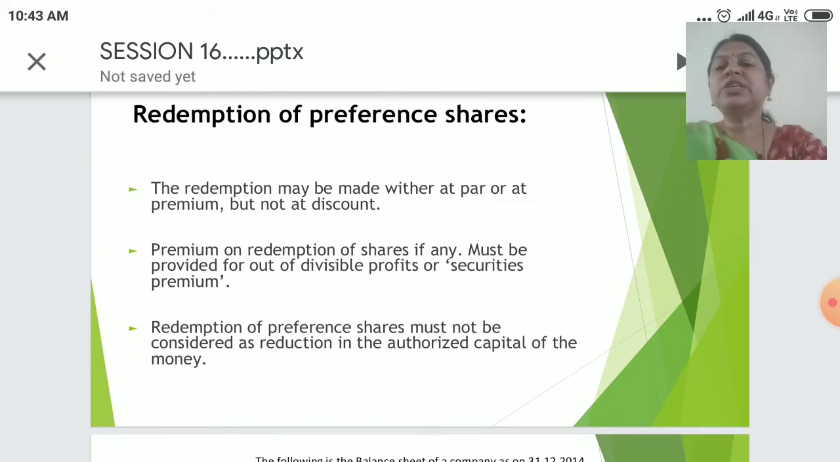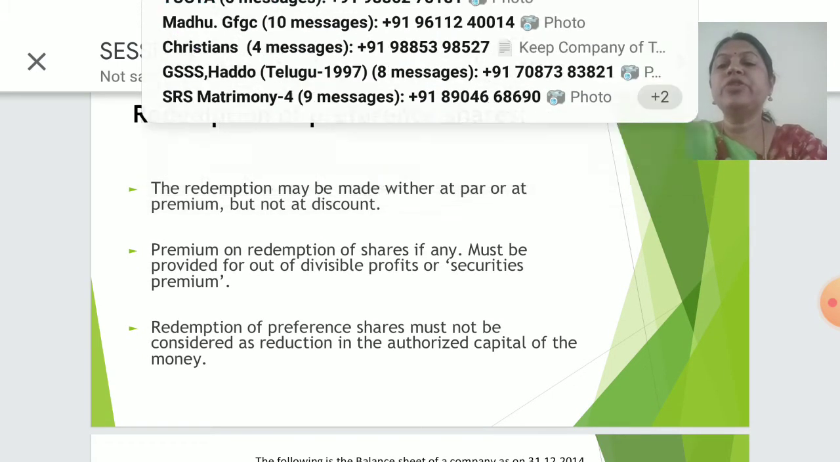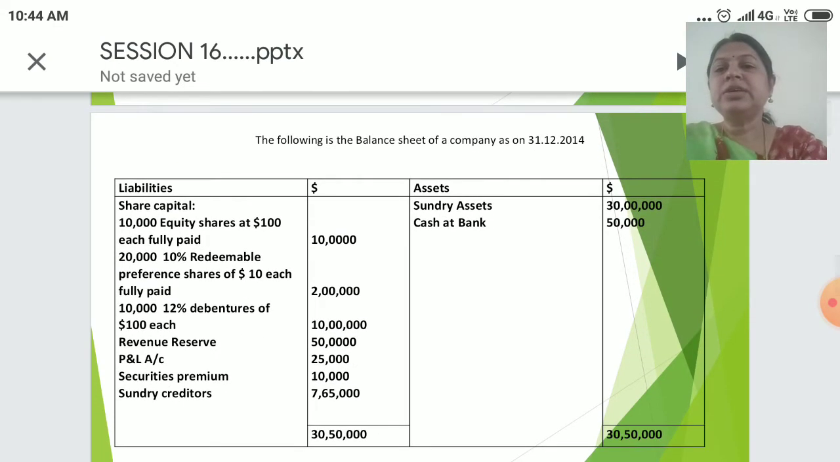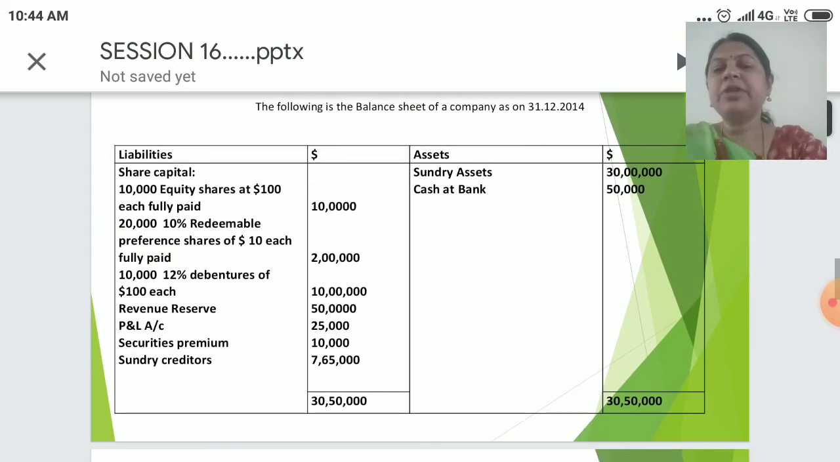Redemption of preference shares may be made at par or at premium, but not at discount. Premium on redemption of shares, if any, must be provided for out of divisible profits and securities premium. Redemption of preference shares must not be considered as reduction in the authorized capital of the company. The same thing can be explained with an illustration.